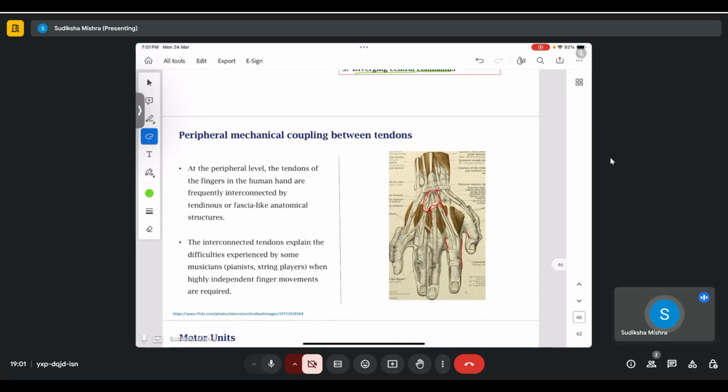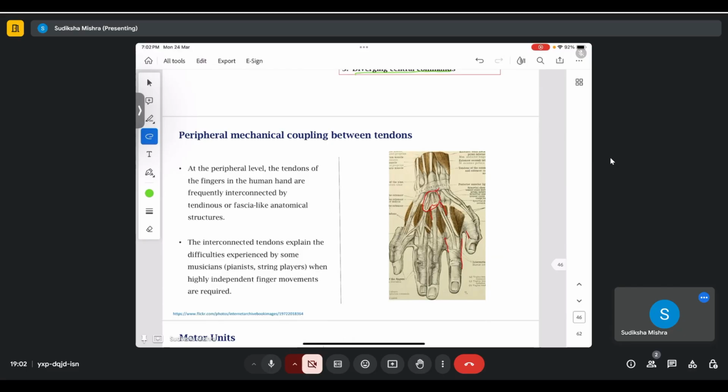Coming to the first one, which is peripheral mechanical coupling between the tendons, these are frequent. The tendons within the hand are frequently connected to each other by fascia-like structures, and because of these connections, there might be finger enslavement happening.